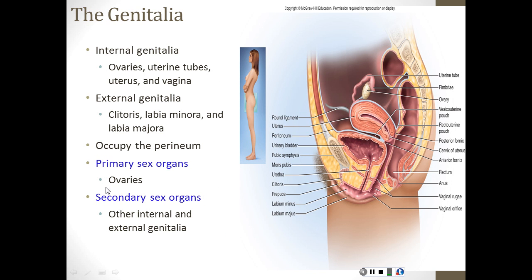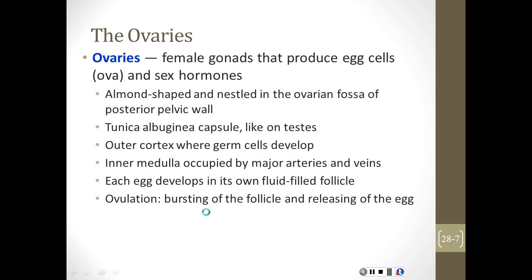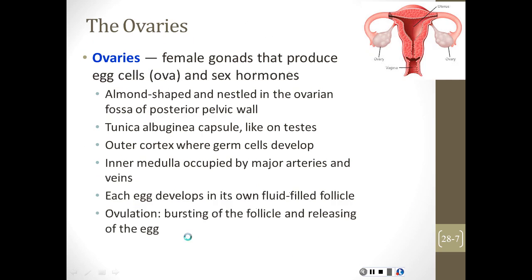And the primary sex organs are our ovaries, and the secondary sex organs are the internal and the external genitalia. Those are secondary organs. Alright, so when we talk about the ovaries, we're looking at the female gonads that produce the eggs, the egg cells called the ovum, and the sex hormones.